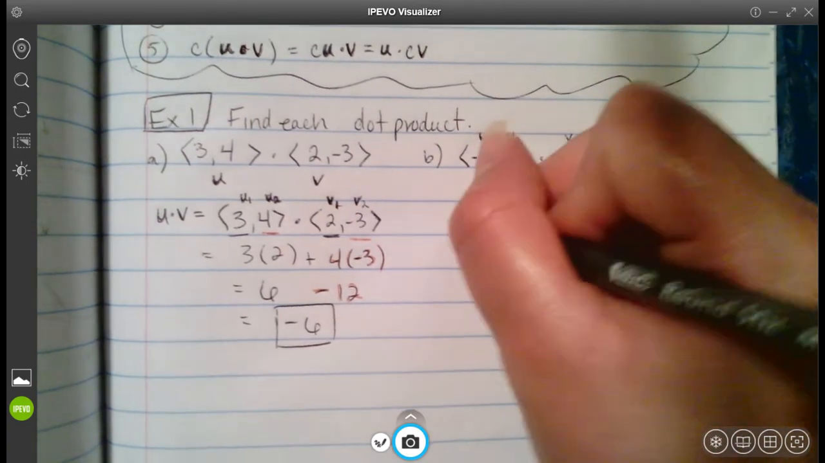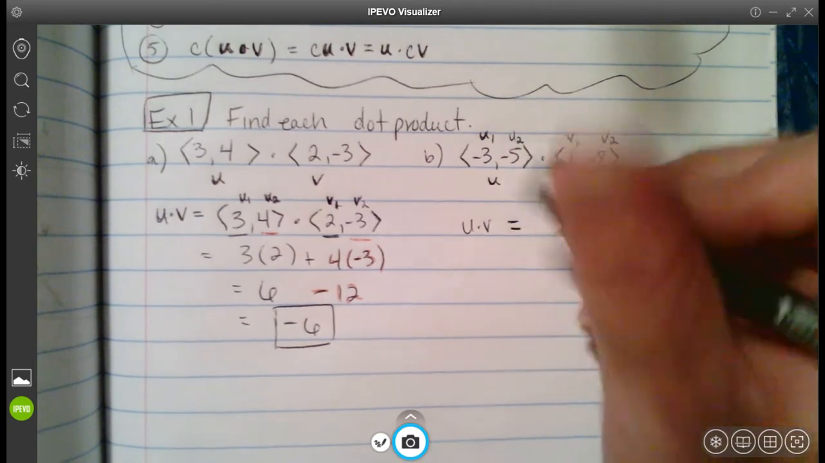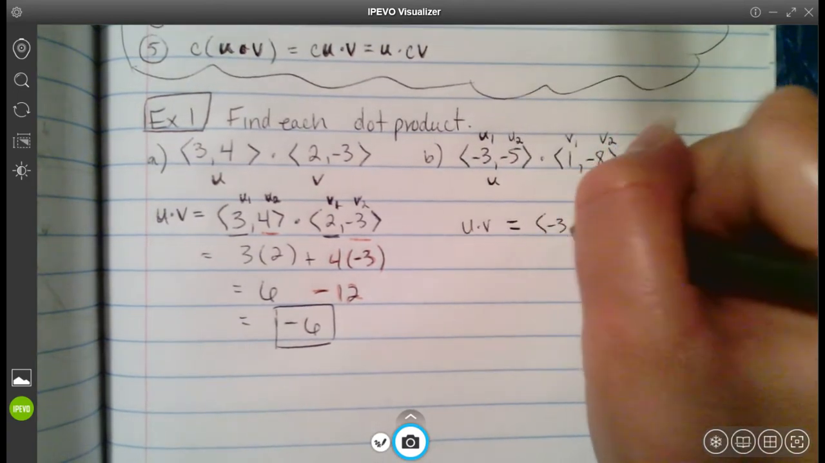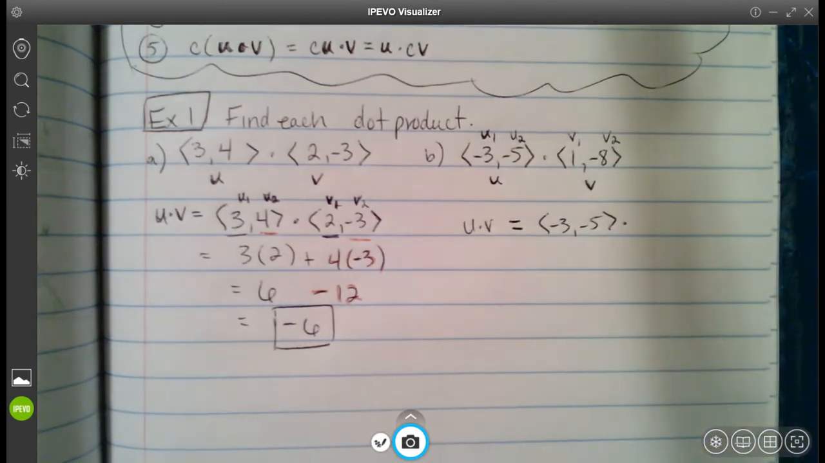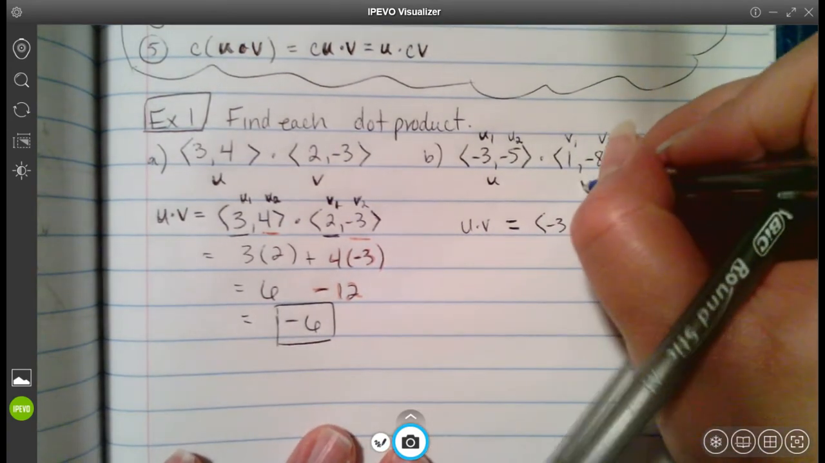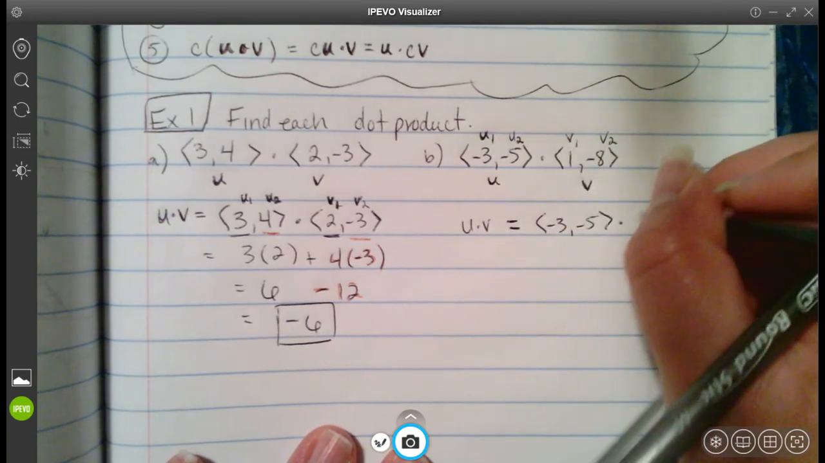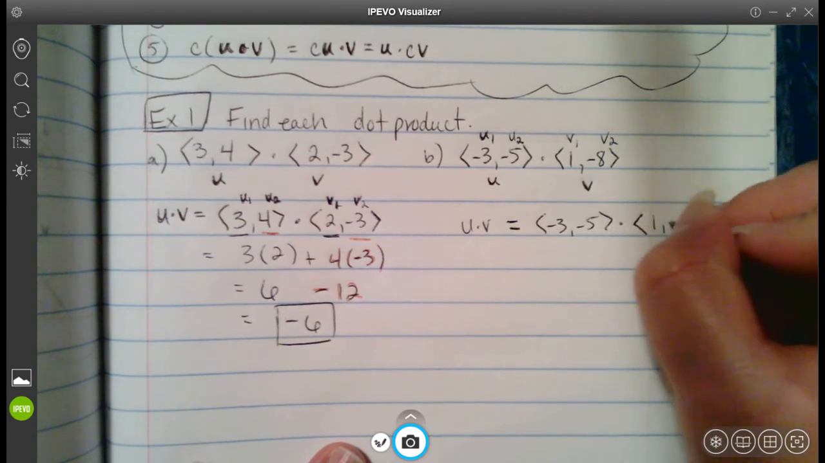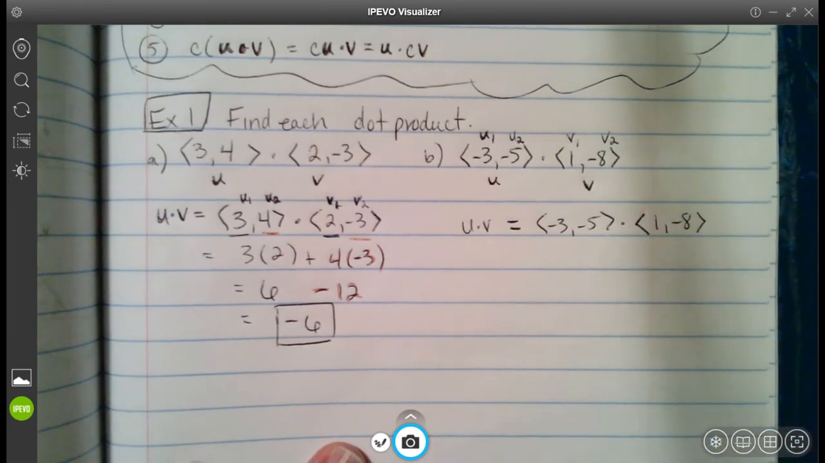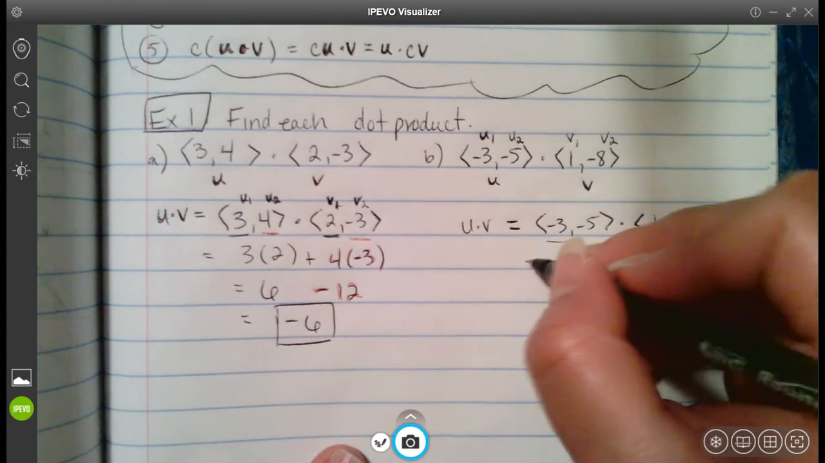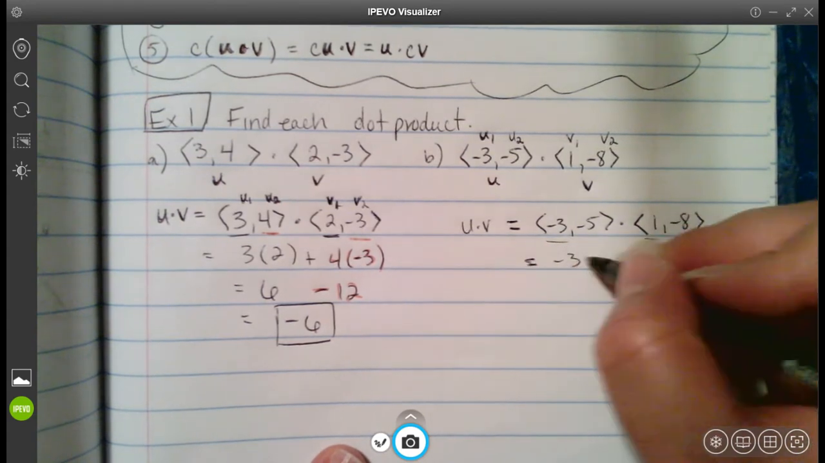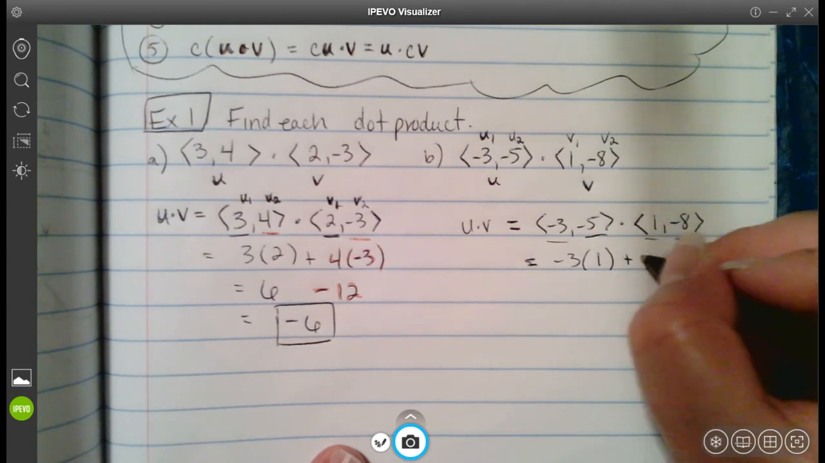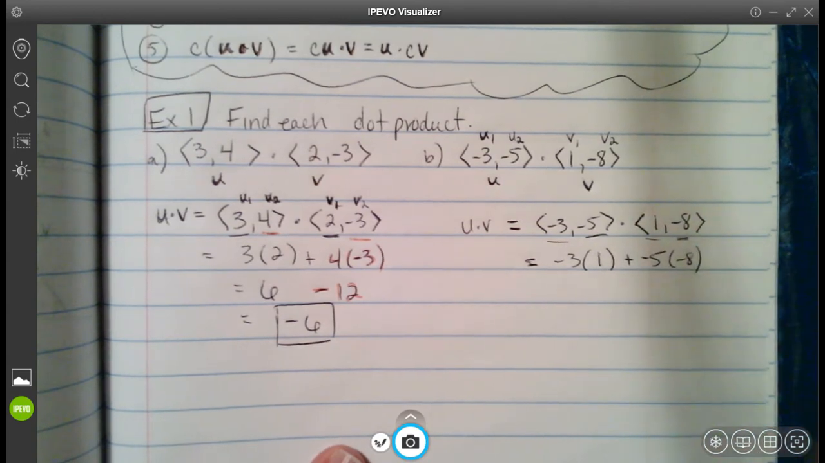Okay, so u times v, we're looking at negative 3, negative 5 times 1, negative 8. Same thing as before, we take our first component, so negative 3 times 1, plus the second component, negative 5 times negative 8.